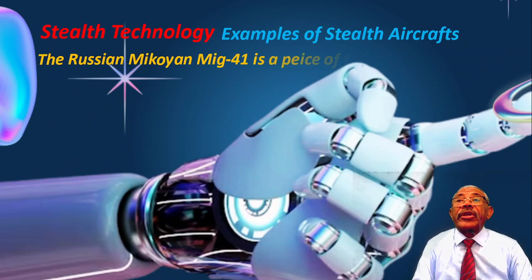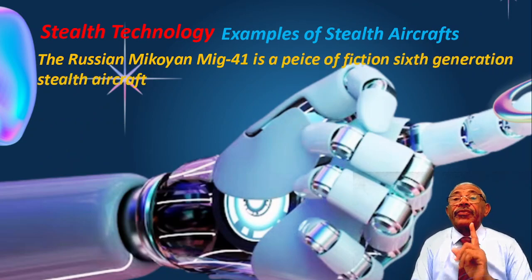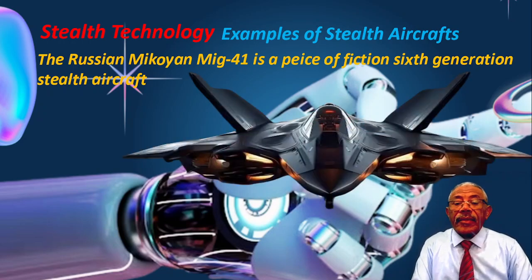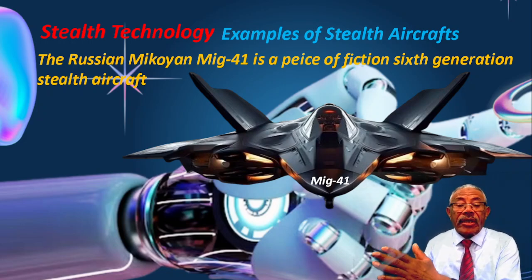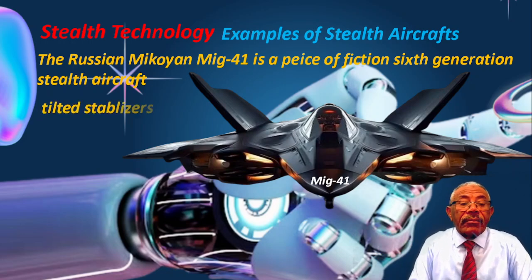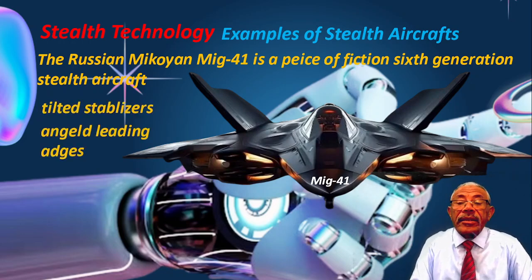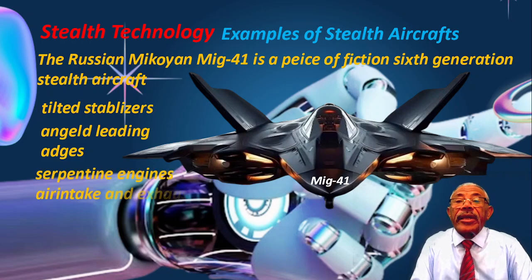The Russian MiG-41 is a piece of fiction, a sixth generation stealth aircraft. It is called the Black Star and sometimes the Last Star, although it is not delivered to the Russian Air Force till now. Tilted stabilizers, angled leading edges, serpentine engine air intakes and exhausts, RAM, IRSS, and ECM.